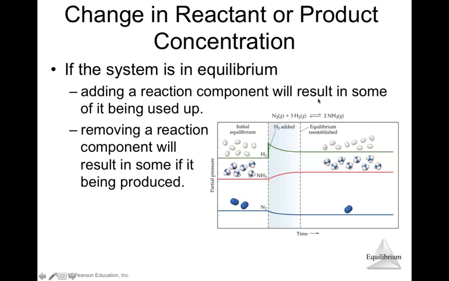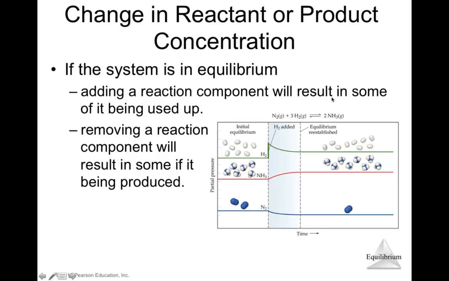But we can also remove reaction components, and this will result in some of it being produced. If we remove hydrogen, that means this concentration will decrease. To reach equilibrium, we need to produce more hydrogen, so if we remove this, the shift will be to the left. As well, if we remove nitrogen, the concentration of nitrogen will decrease and we will shift the equilibrium to the left, so we can produce more nitrogen because we're decreasing that concentration.